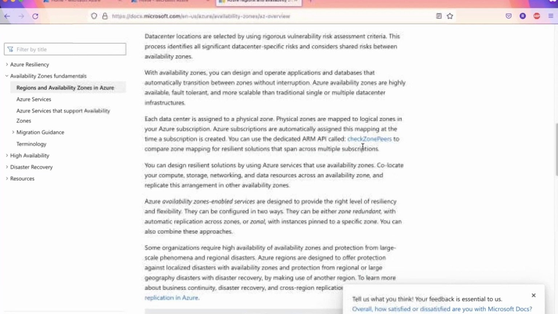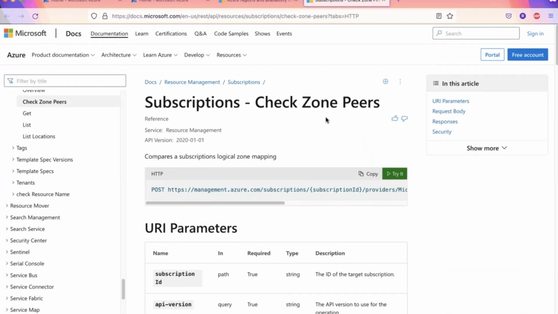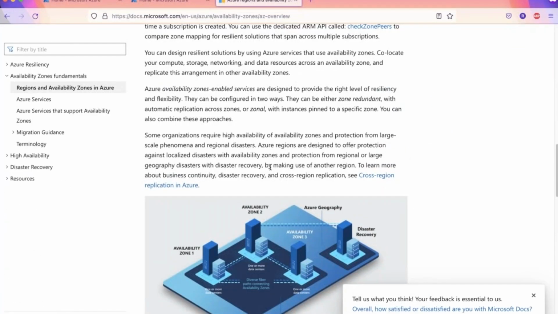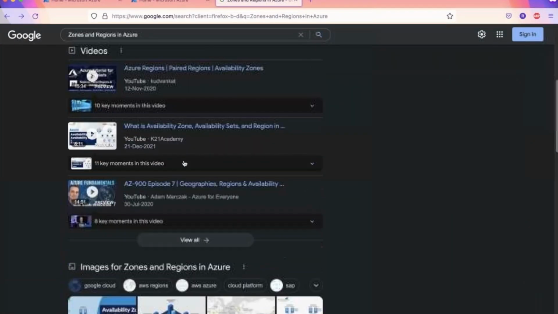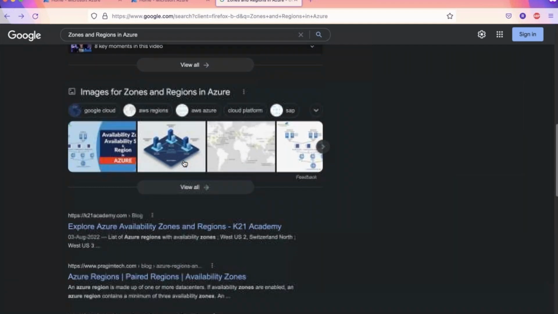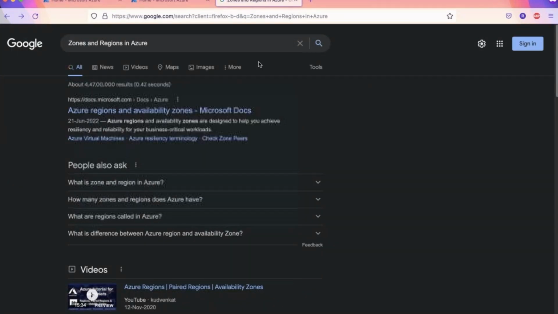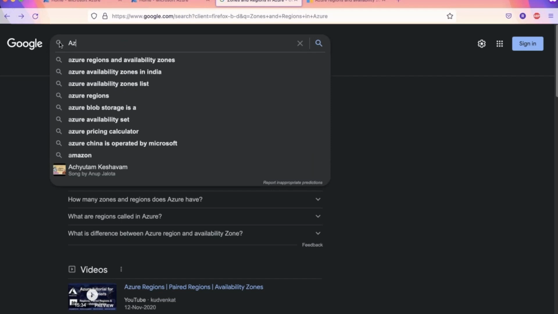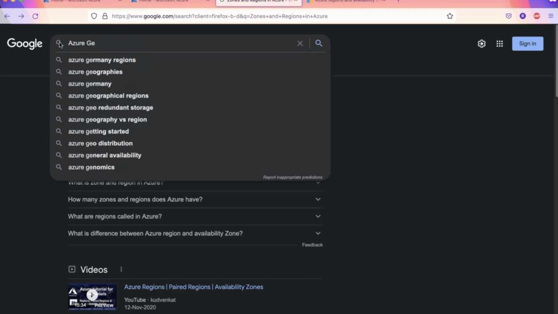Then there is one more term, so let me check zone here. Actually, the cross-regional application and everything we have discussed is talking about the same thing. But I actually required something different. So there is the definition one. I will be dropping this link for you: Azure geography. That would be much better.